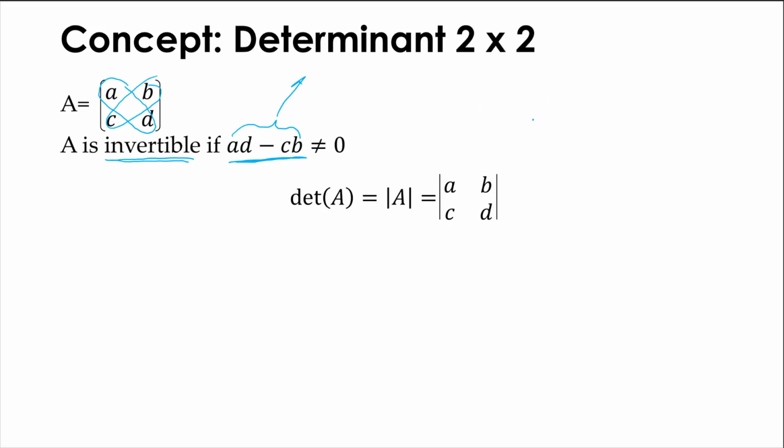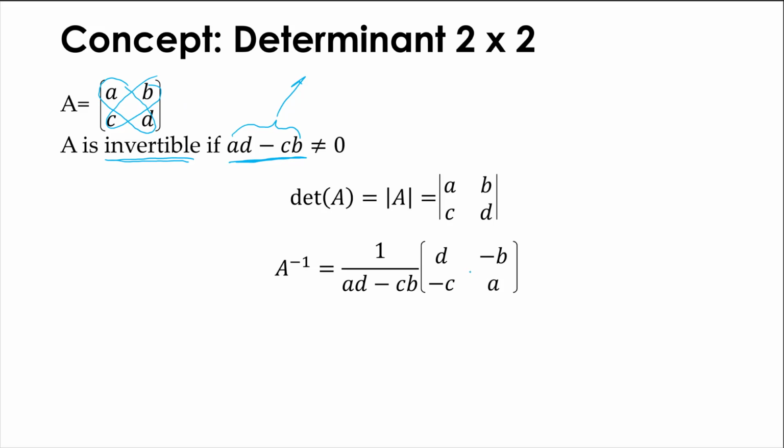If it's not equal to 0, then A has an inverse, and that inverse is the reciprocal of my determinant, so 1 over AD minus CB. And then notice I've got my same matrix here, except all I did was I switched A and D, and then I changed the signs of C and B.